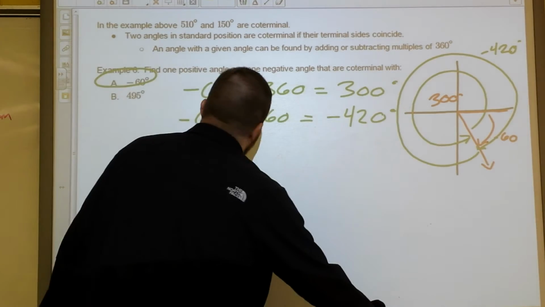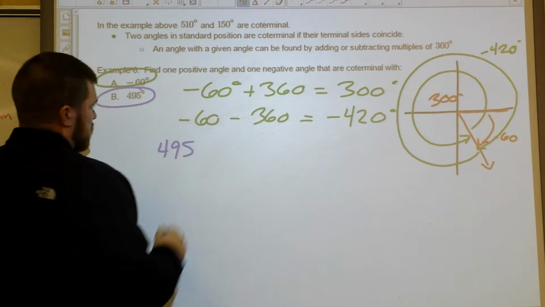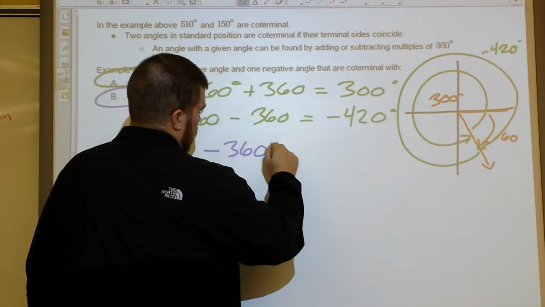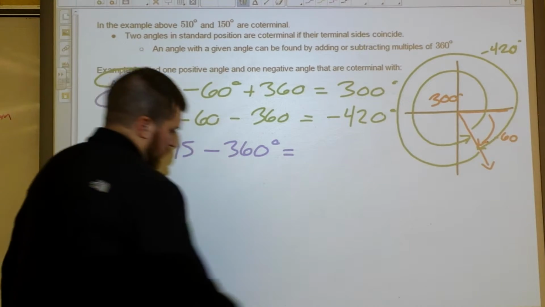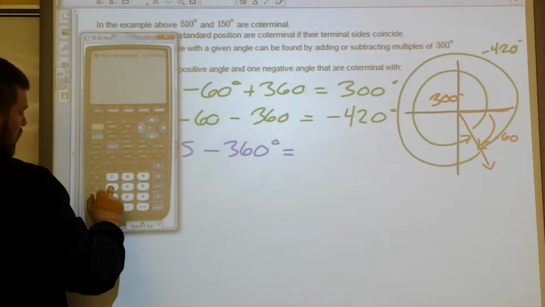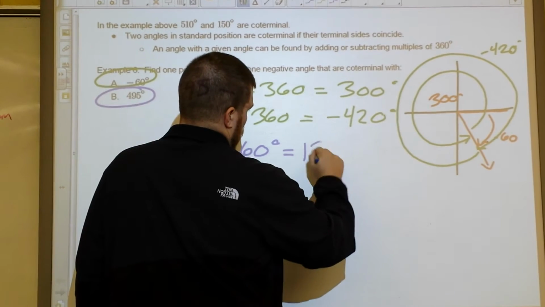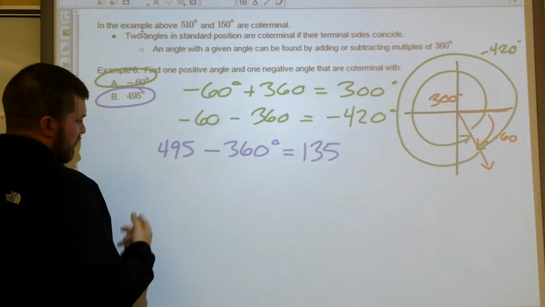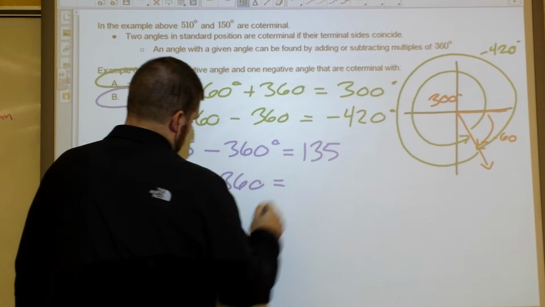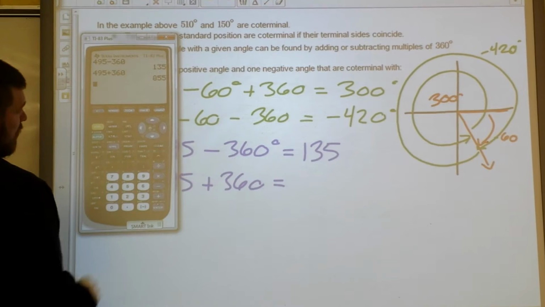All right, let's do B in blue. I'm starting off with 495. So let's do it a little differently and say, all right, 495 minus 360. We could probably do it in our head, but it's going to be faster to use the calculator. So 495 minus 360 is 135. And then 495 plus 360, again, I'm going to use the calculator, is 855.